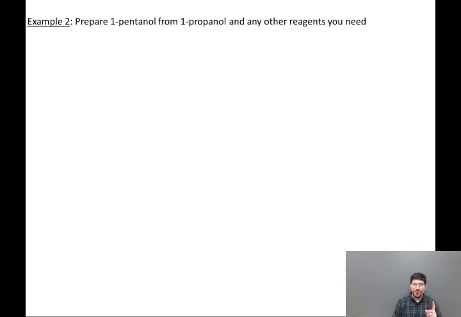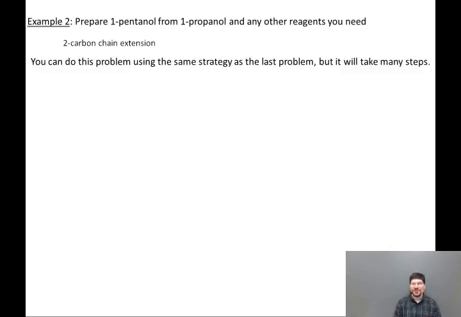Okay, I've got one more problem for you. Instead of preparing 1-butanol from 1-propanol, let's prepare 1-pentanol from 1-propanol and any other reagents that you need. This represents a 2-carbon chain extension rather than a 1-carbon chain extension. So you can do this problem using the same strategy as the last problem. You can actually take propanol, convert it to butanol, and then take butanol, convert it to butyl bromide, butyl Grignard, and then add formaldehyde to that again and make pentanol.